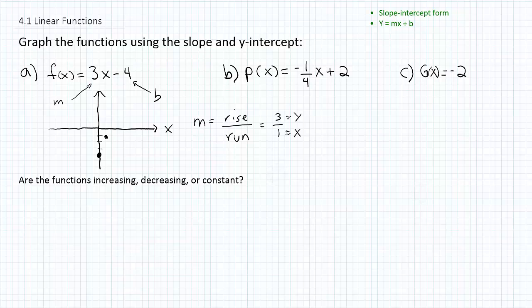And that's a point that we can use to plot the rest of the line. It only takes 2 points to plot a line, so we're basically done at that point. There's our line. It goes on and on forever in those general directions, and that's it. All right, let's take a look at example B then.